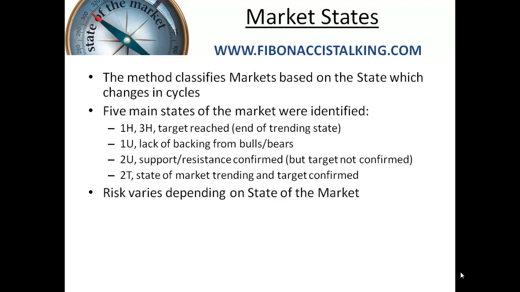Thus, in states 1H and 3H, risk must be limited to the maximum and no positions are allowed. In states 1U and 2U, where an inversion or a new trend are confirmed, a base risk level is allowed which can be different for each type of portfolio, as I explained in the model portfolios video. Finally, in state 2T, when the market is in a trending state and the target is confirmed, the allowed risk level is the greatest.